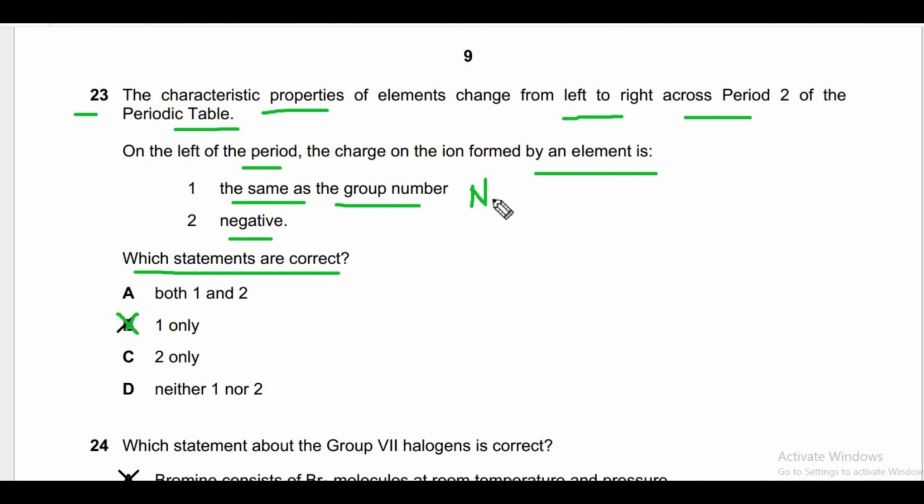Yes, as sodium is in group 1, so it's plus 1. Magnesium, left to right, group 2, plus 2. Aluminium, group 3, plus 3. So on the left of the period, all form positive ions as their group number, but negative is wrong. They do not form negative ions, they form positive ions.